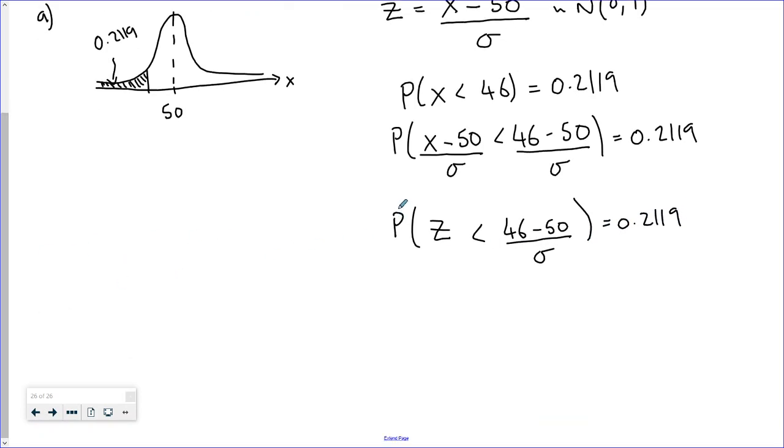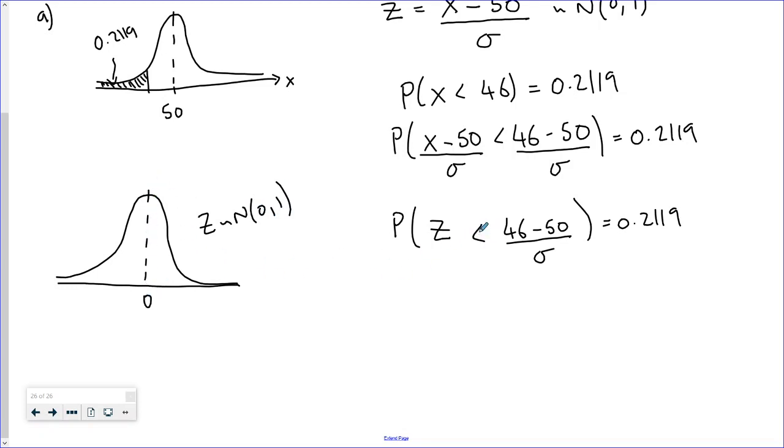So now we've got a probability statement about z. We forget that x exists, and we just sketch out our z distribution to help us think about it. So this is z, which follows normal 0, 1. And we know the probability of being to the left of this point here, this value, is 0.2119. So let's put this value here on our axis for z, and we know that that area is 0.2119.